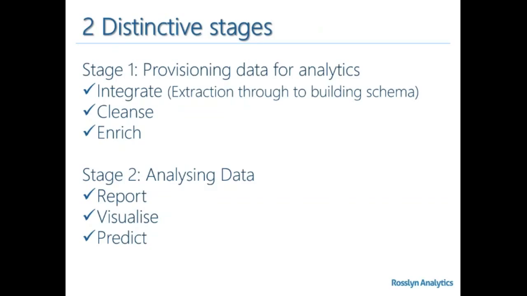And as we see, there are a number of distinctive stages within the process. There's two basic stages that we see, one of which is where we come in, and one of which is where QlikView comes in. So stage one, provisioning data for analytics, getting that analytics-ready data available to the QlikView application. So that's the integration, including extraction and building schemas, through cleansing and enrichment, which is where Rosslyn step in. And then at the next stage, the actual analysis and reporting, visualization, and of course predictive analytics is where QlikView steps into the process. And so this is a symbiotic relationship where delivering analytics-ready data into a QlikView application delivers value to the client at the end.